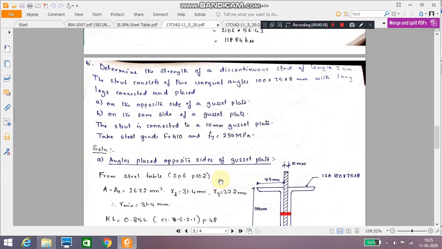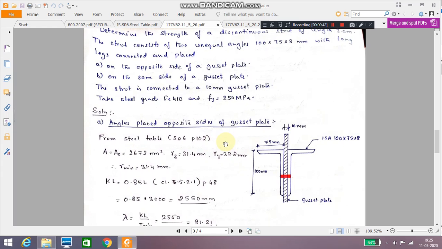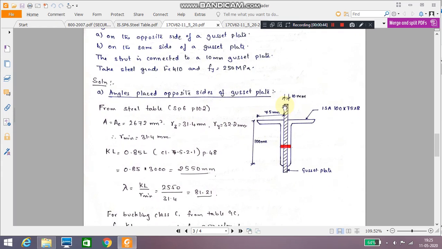Let us consider the first case here, the angles placed on opposite sides of the gusset plate. This is the gusset plate having thickness equal to 10 mm, and these are the unequal angles, ISA 100 by 75 by 8 mm, and here the longer leg is connected to the gusset plate. Here you can see a bolt. The shorter leg comes on the other side.